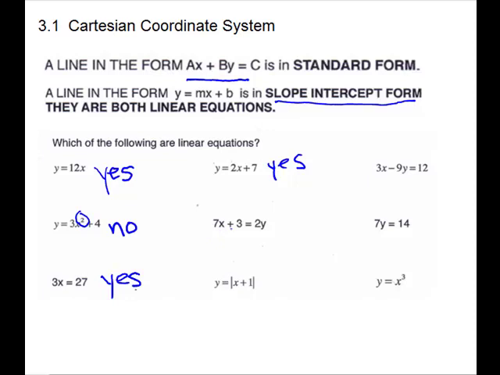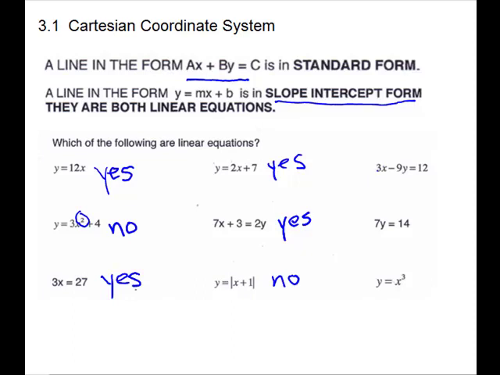Our next one, 7x plus 3 equals 2y. This one is also a line. Exponents of x and y are 1. It is not in either of those forms, but it is a line. Our sixth one, this one is not a line. The absolute value symbols, that's a special type of notation and a special graph. So this one is not a line.